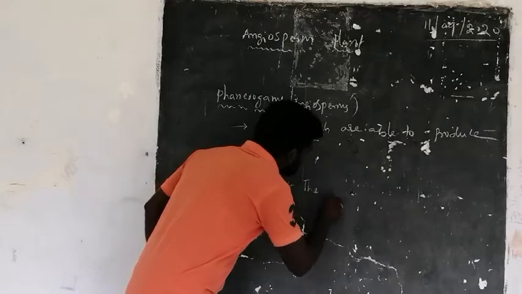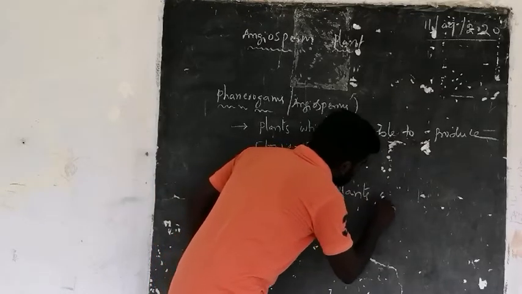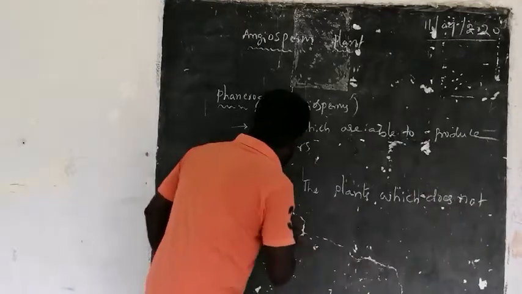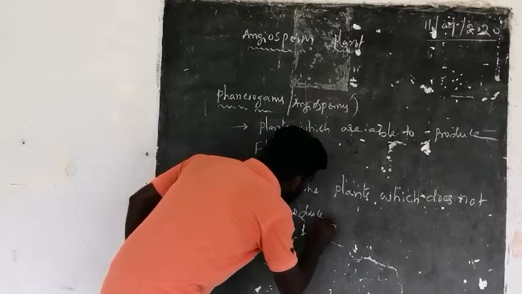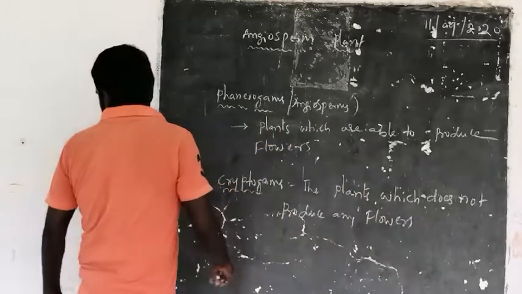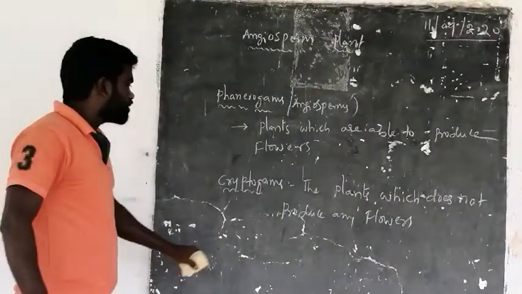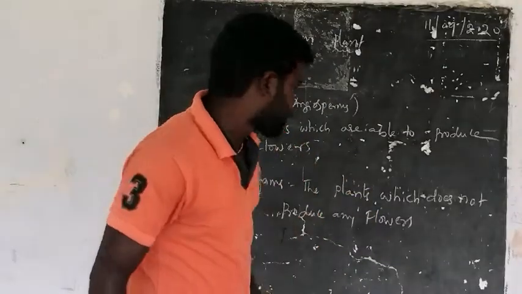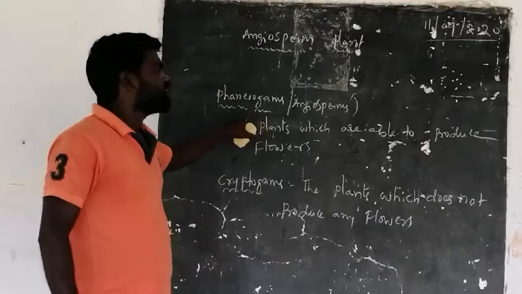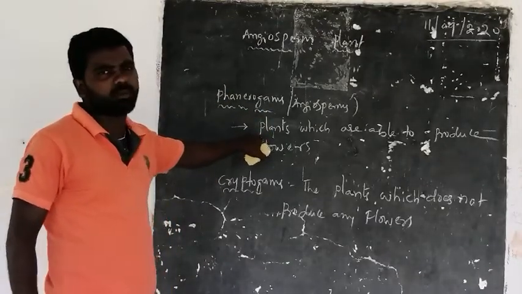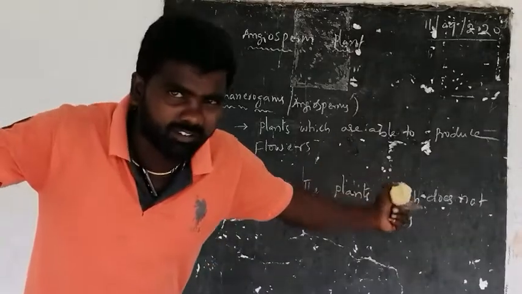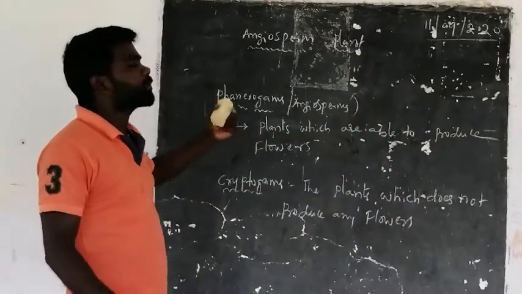The plants which do not produce any flowers are called cryptogams. These are the two kinds of plants. And the angiosperms are nothing but phanerogams. What is the definition of phanerogams? The plants which are able to produce flowers are called phanerogams, and the plants which do not produce any kind of flowers are called cryptogams.